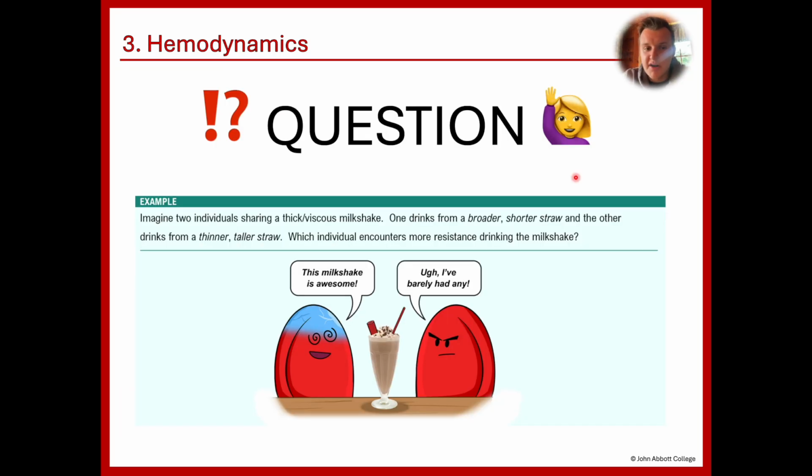So I want you to pause the video now and try to answer this question. Imagine two individuals sharing a thick, viscous milkshake. One drinks from a broader, shorter straw, and the other from a thinner, taller straw. Which individual encounters the most resistance? Okay, so pause your video.